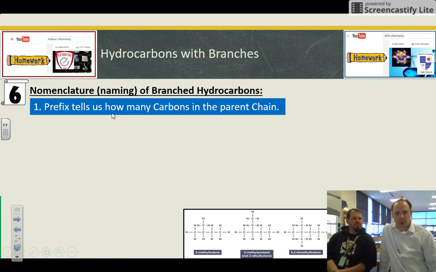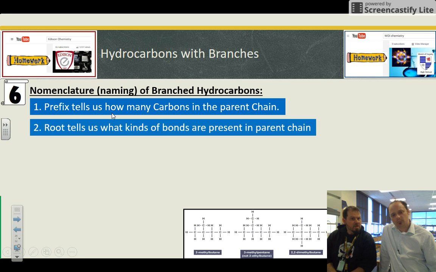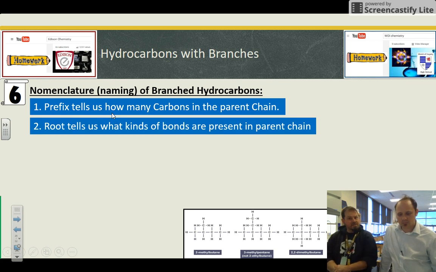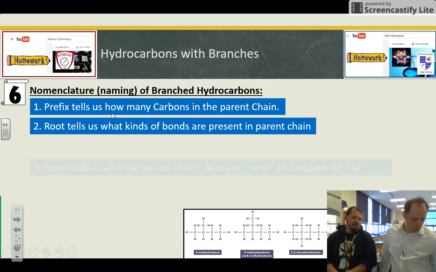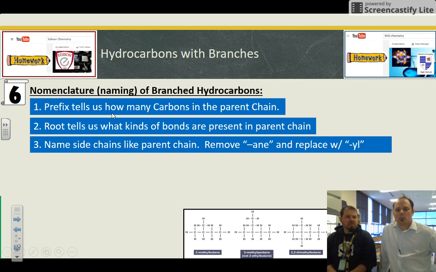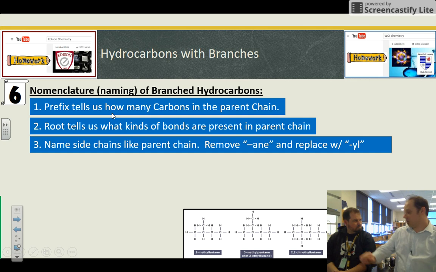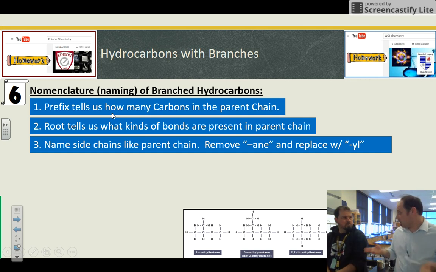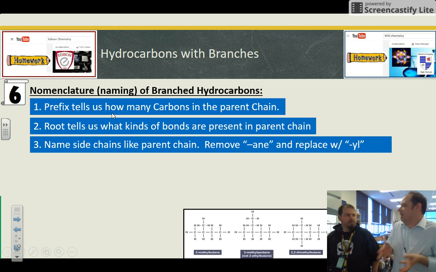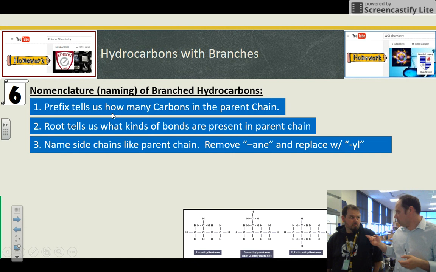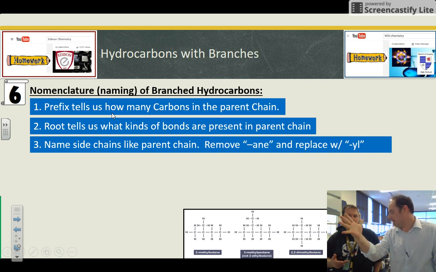Just like normal, the prefix tells us how many carbons are in the parent chain. The root is going to tell us what kind of bonding is present in the parent chain. The nice thing about the branches is they have to be single bonded on. And then we need the side chains named like a parent chain: we're going to remove the ane and end with a yl. So for example, a chain that is one carbon long won't be methane, it'll be methyl. A chain that is 2 carbons long will be ethyl, not ethane. 3 carbons? Propyl. Oh, I misspoke it earlier.